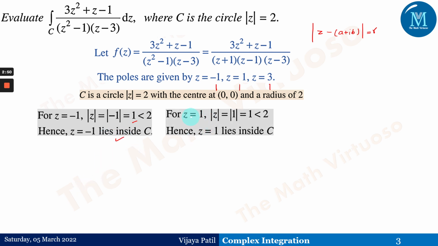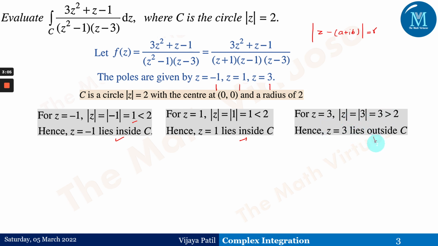Similarly, z equals 1 will also lie inside the curve C. And z equals 3, whose mod is 3, is greater than 2, hence z lies outside C. So we are not supposed to consider z equals 3 to find the residue for this function. We have to find the residues at z equals minus 1 and z equals 1, but not at z equals 3 because it lies outside.